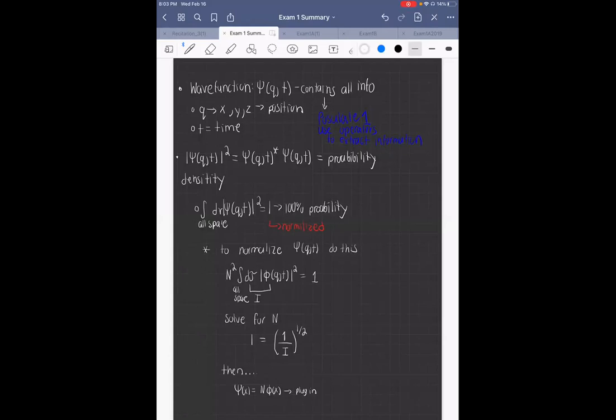So the equation to find the normalization constant is basically this here. So you solve the integral of whatever that wave function is squared. And then after that, you put it over 1 and then you put it to the half power. And then you plug in the normalization constant into the original equation. You multiply it to the original equation, which is this. And that'll be your wave function. That'll be your normalized wave function.